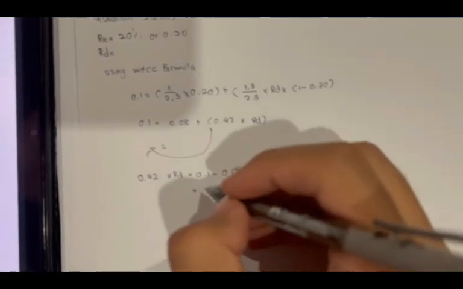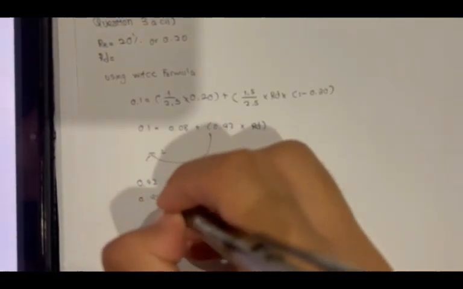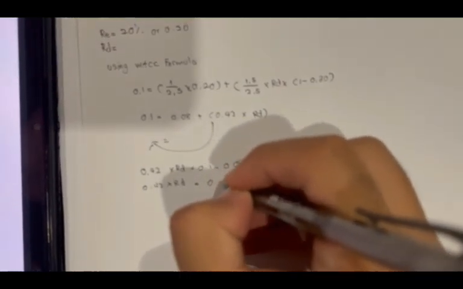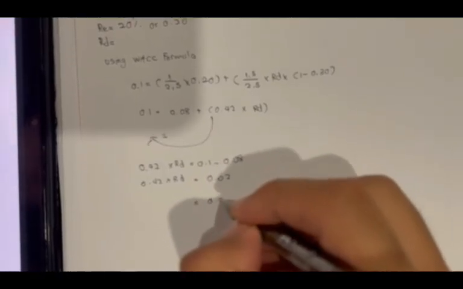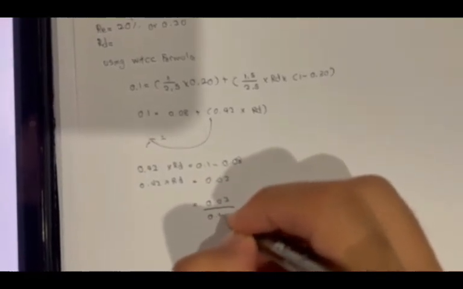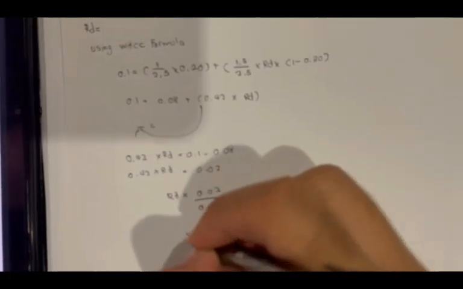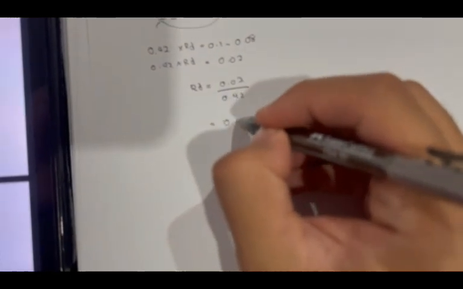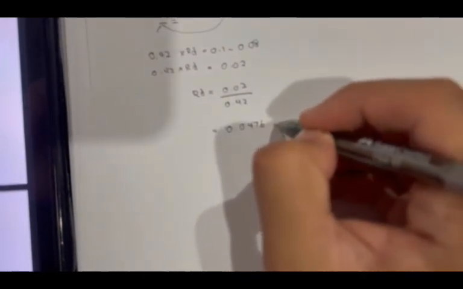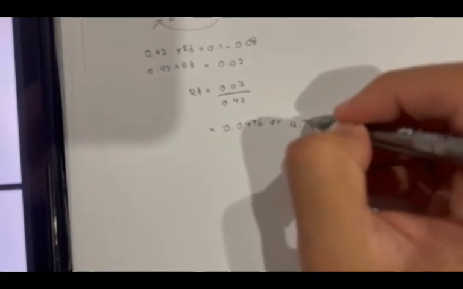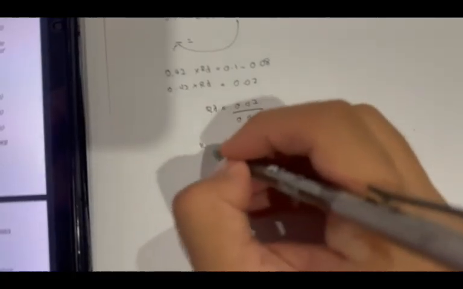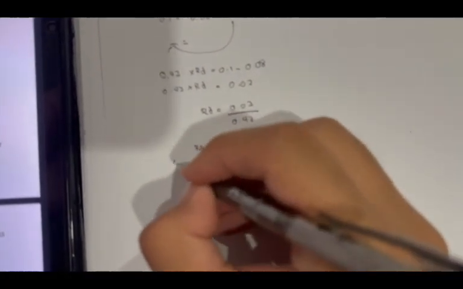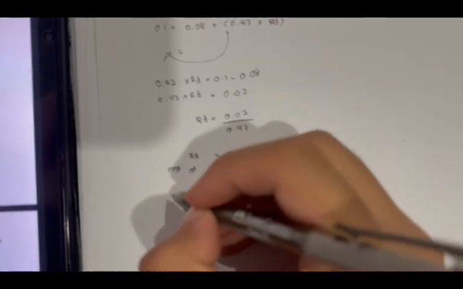We will get 0.02. Bring over the 0.42, which is divided, so we divide by 0.42. So our final answer will be 0.0476, or 4.76%. So that will be our RD, which is the cost of debt.